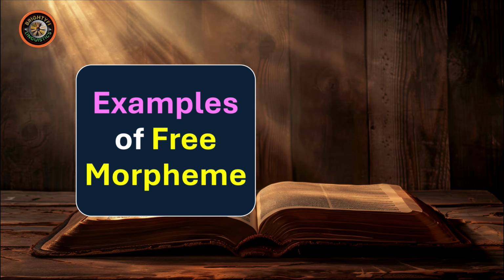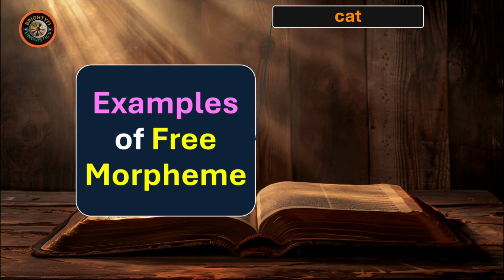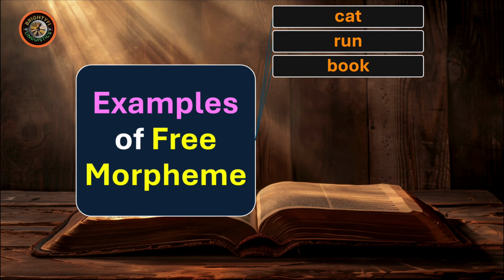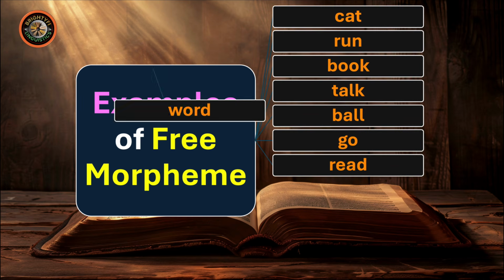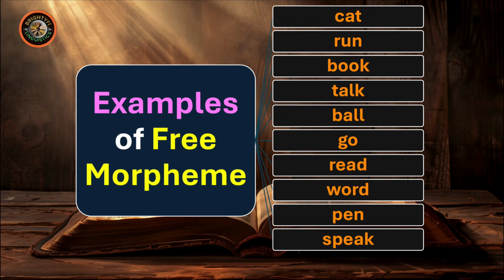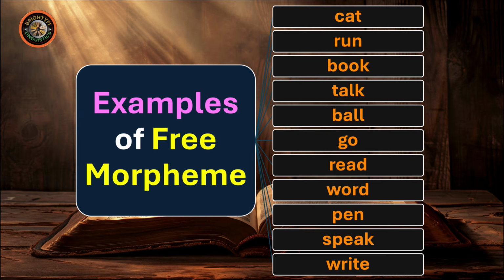What are they? Look at cat. It's a free morpheme. Why? Because independently it conveys its own meaning. It has its own identity. This word itself does not need the help of any other prefix or suffix or a letter or letters to add to its meaning. Likewise, we have run, book, talk, ball, go, read, word, pen, speak, and write. You can see they are known as free morphemes because they are independent. They carry their own identity. They carry their own message.